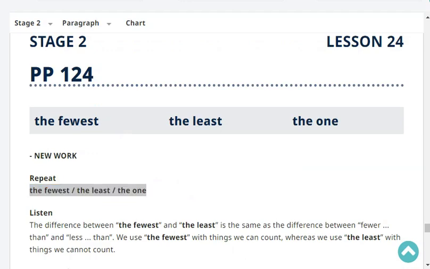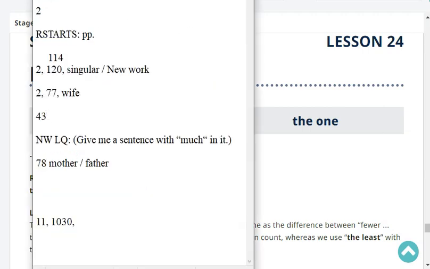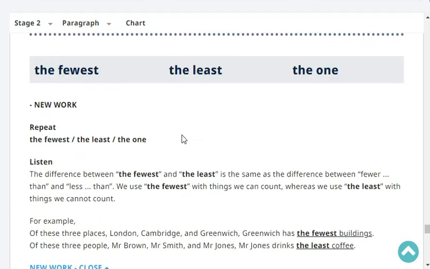The fewest, the least, the one. Very good. Okay, listen. The difference between the fewest and the least is the same as the difference between fewer than and less than. We use the fewest with things we can count, whereas we use the least with things we cannot count.